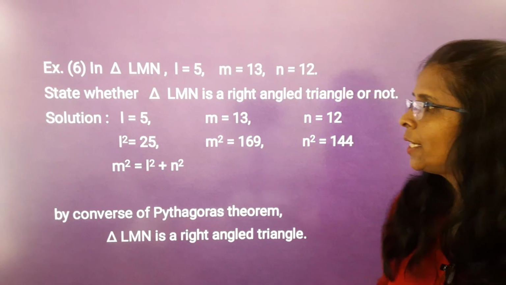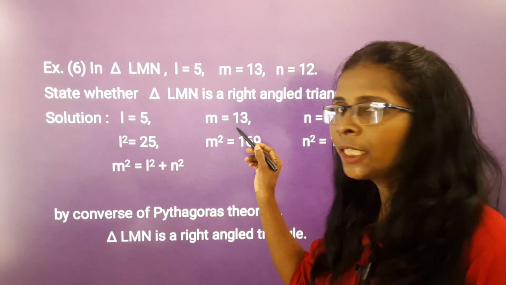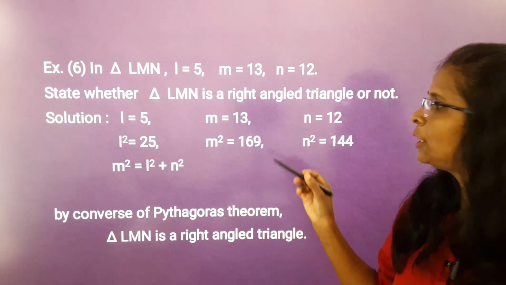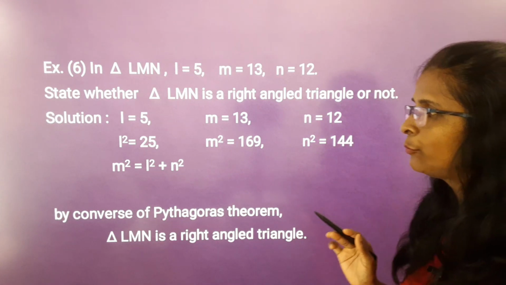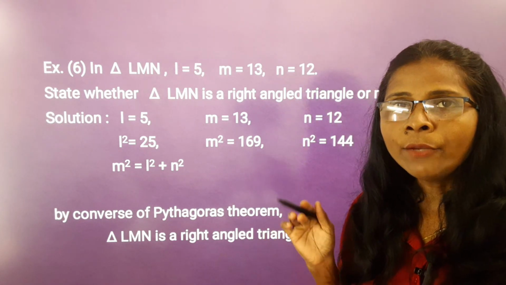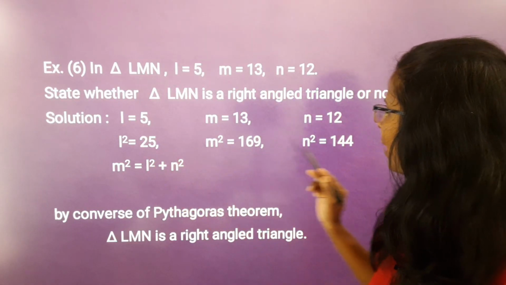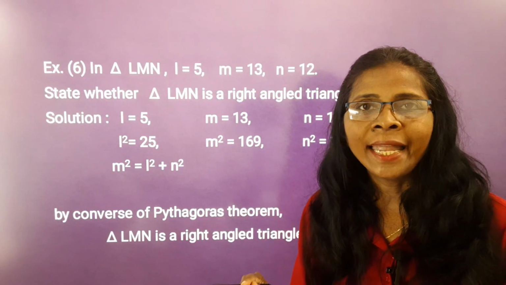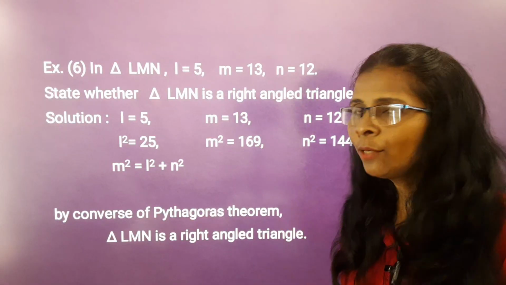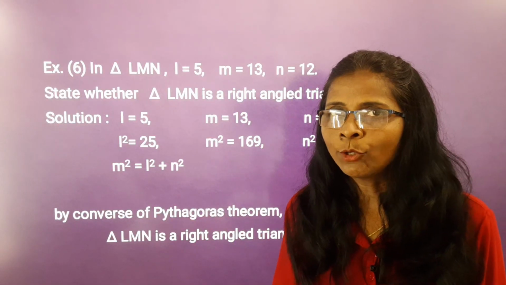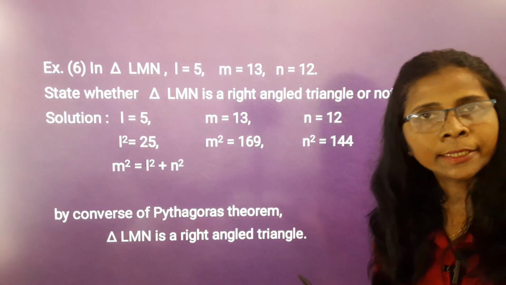given triangle. So here L is equal to 5, so square of L is equal to 25. M is equal to 13, so square of 13 is equal to 169. N is equal to 12, so square of N is equal to 144. Now if you add L square plus N square, 25 plus 144, then we get the square of the largest number, that is M square. So here we can say that by the converse of Pythagoras theorem, triangle LMN is a right angle triangle.